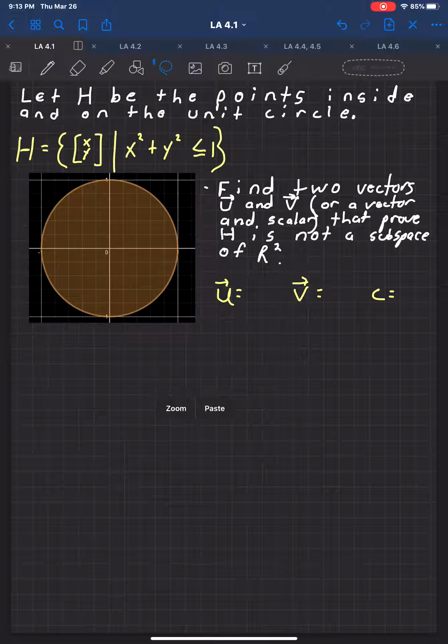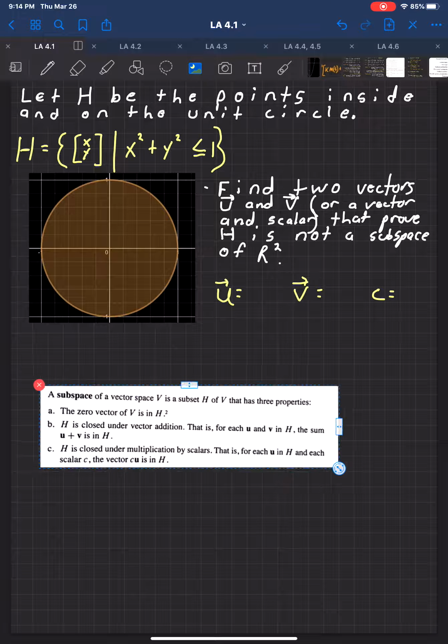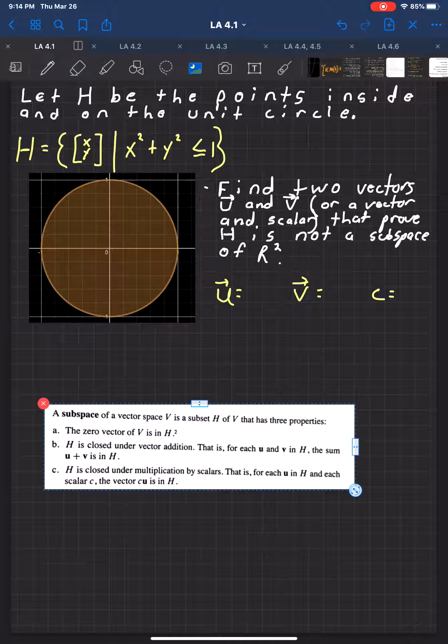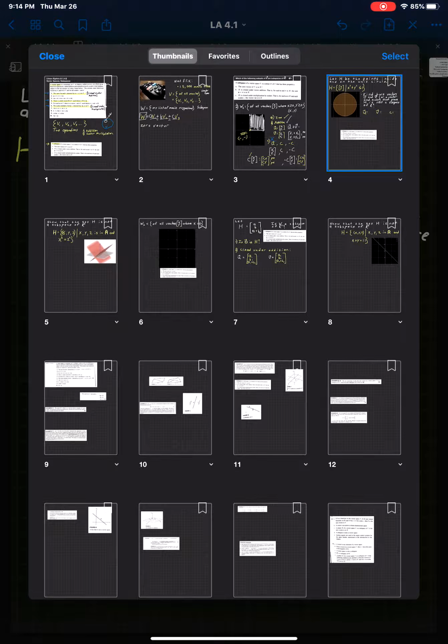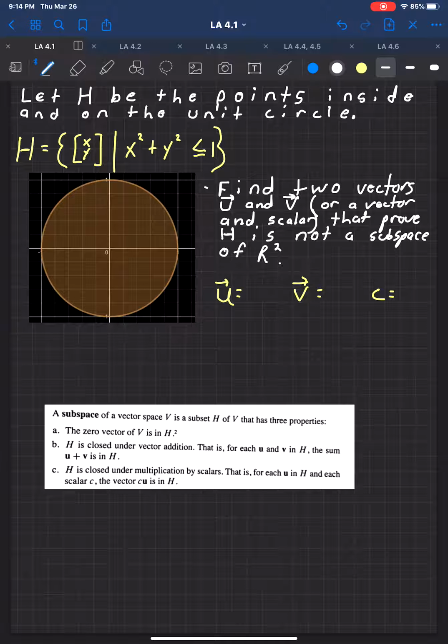What are the three axioms that must be met in order to say that a particular subspace is indeed a subspace of some vector space, right? So these were the axioms. A subspace for some vector space V has to be closed under vector addition, closed under multiplication by scalars, and it has to have the zero vector, okay?